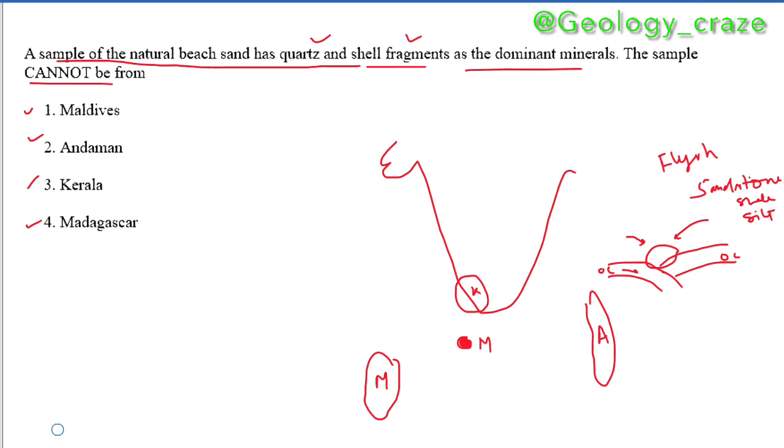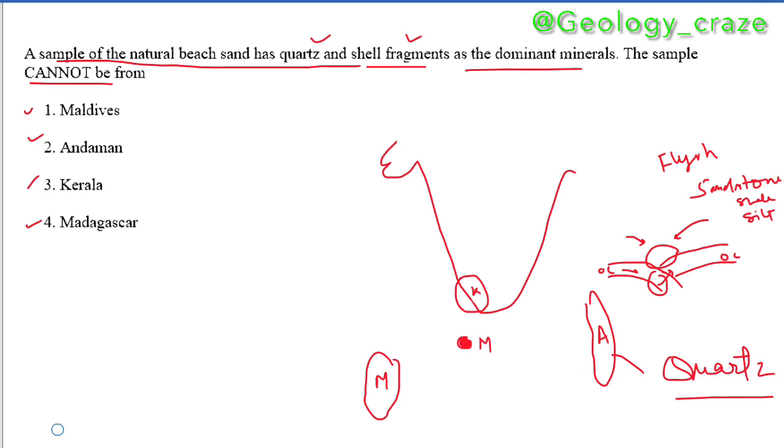Here we are also getting the Andaman ophiolitic sequence. Also remember that an ophiolitic sequence means the preserved part of the oceanic crust. It means we are getting sandstone, and if we are getting sandstone, it means quartz is there.